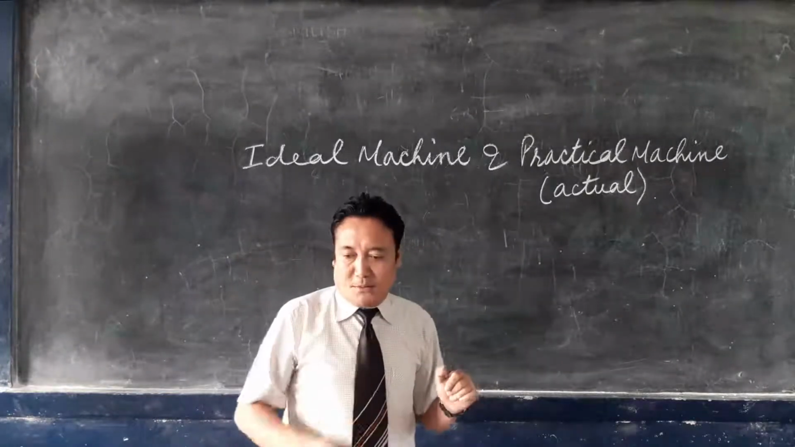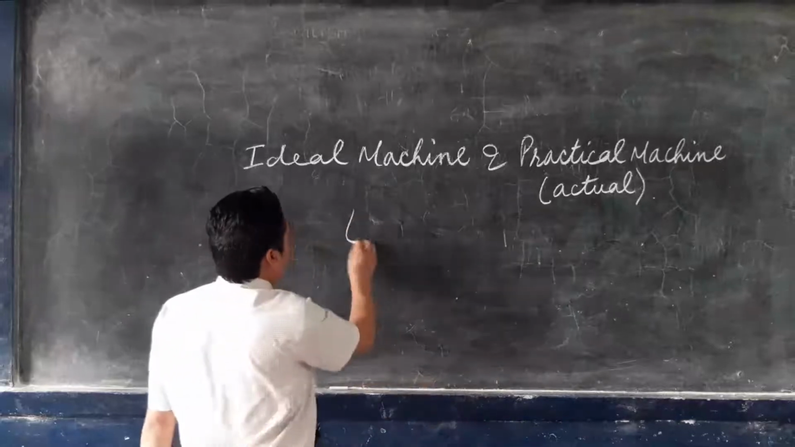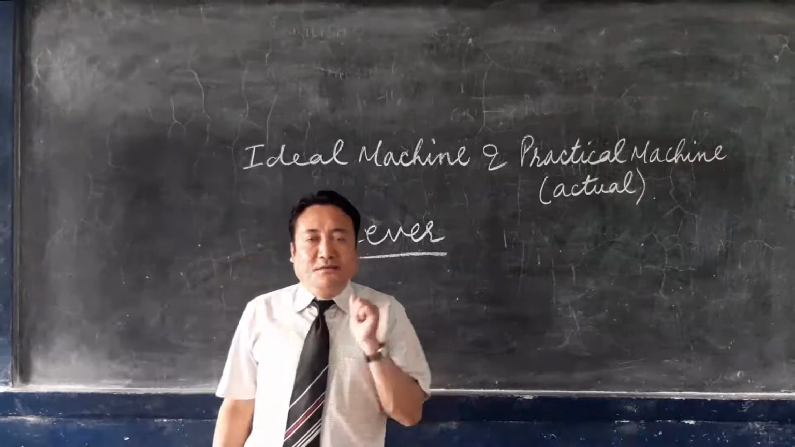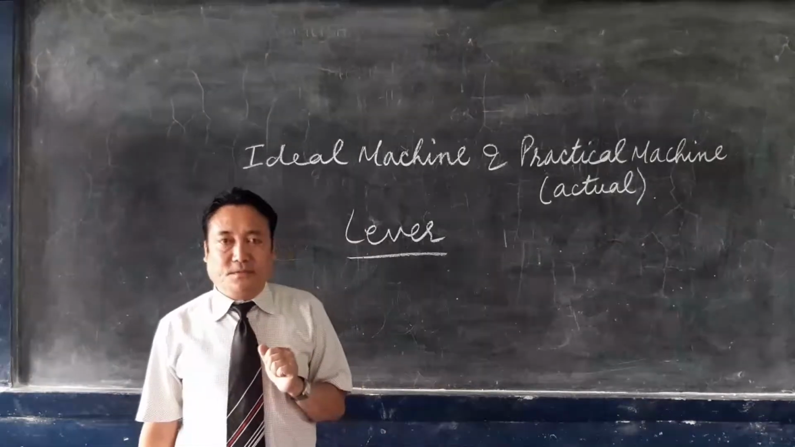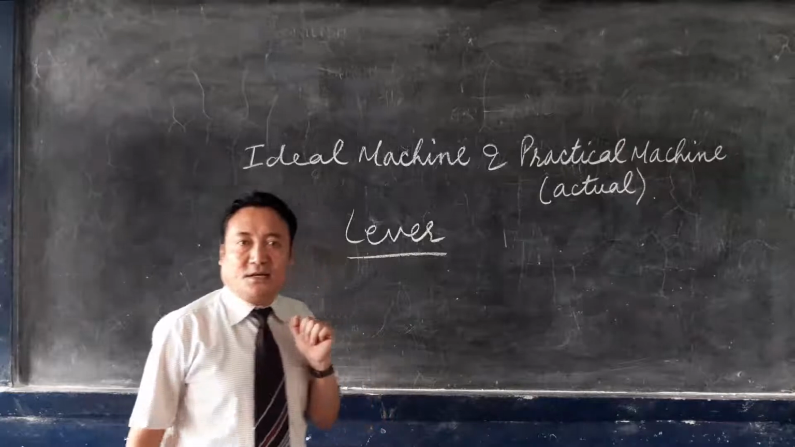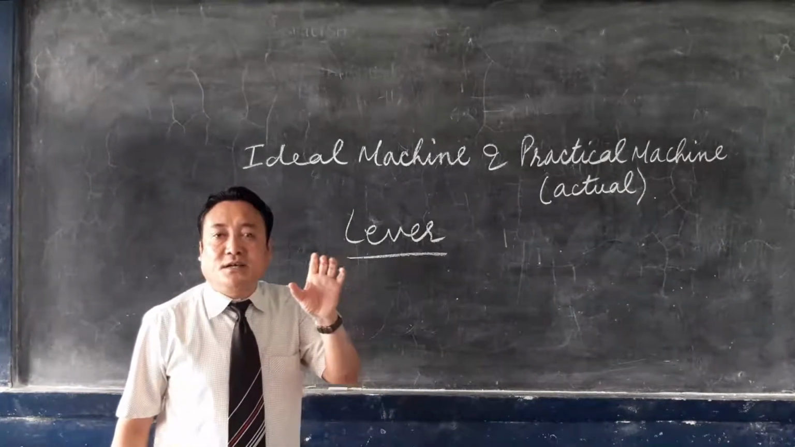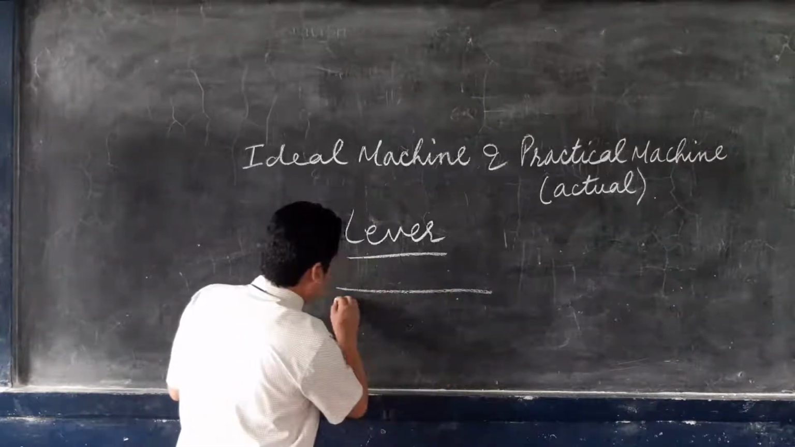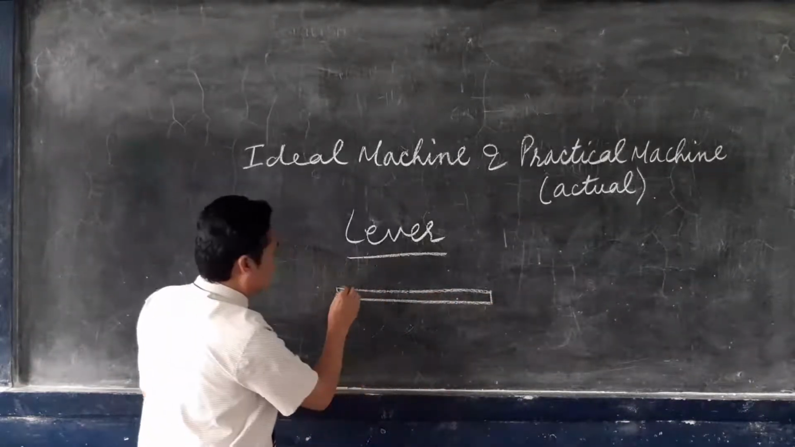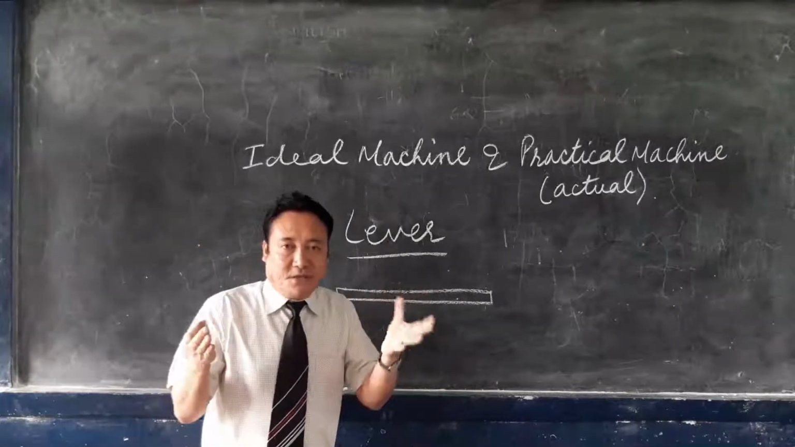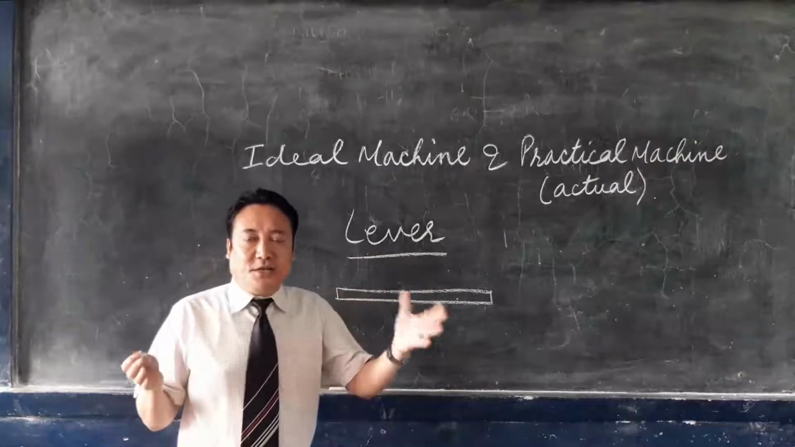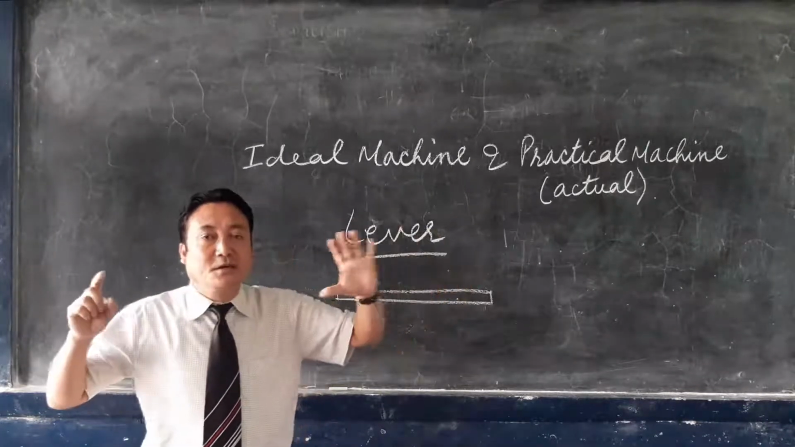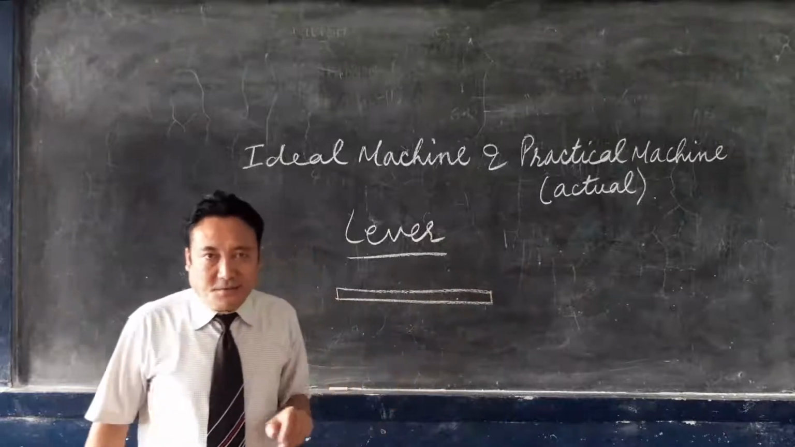So next point, let us come to the lever. L-E-V-E-R, lever. Now the lever is also a simple machine. The lever is a straight or a bent bar. It is rigid, which means very strong. It is a rigid, straight or a bent bar. You can take a long iron rod, and that is considered as a lever.